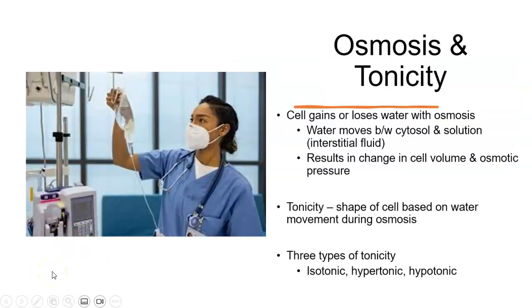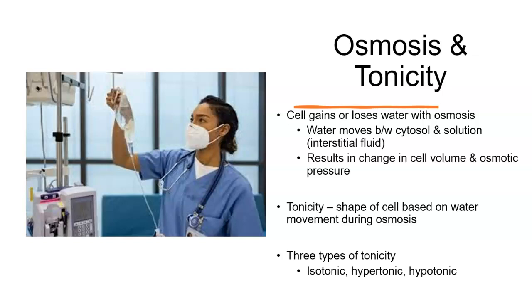Now, why do you think all of this is important? Well, we've got a lot of water in our body, right? So cells are constantly gaining and losing water through osmosis. Water moves between the cytosol inside the cell and the extracellular fluid. So we're constantly just moving fluids around. Well, that can affect our cells. So tonicity refers to how well the cell can maintain its shape during all of this water moving in and out across the cell membrane.